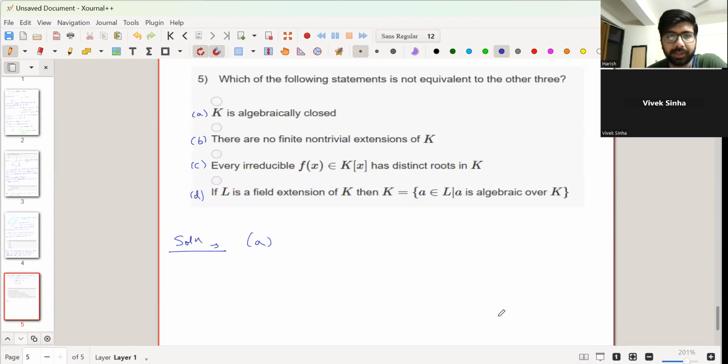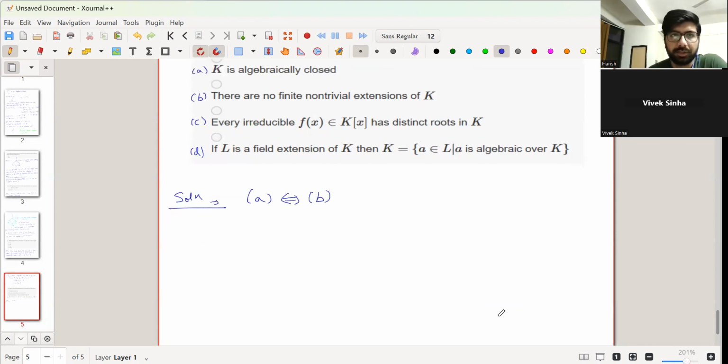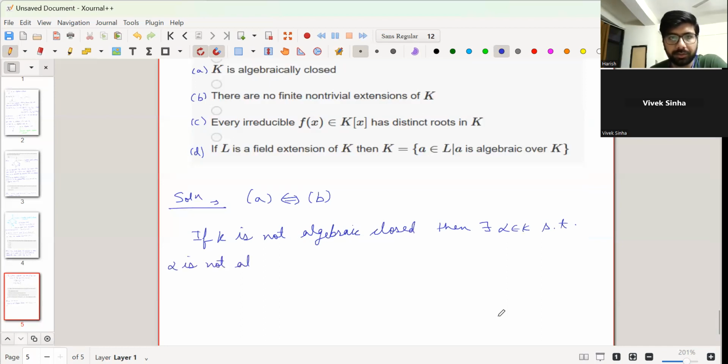So A if and only if B will hold. Why? Because if K is, say, not algebraically closed, then there exists something inside K. There exists alpha belonging to K, such that alpha is not algebraic over K, right?